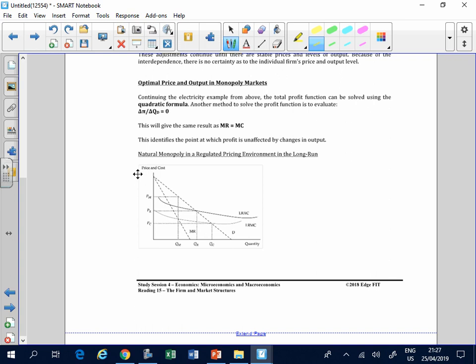The last one says, let's meet in the middle and take the average cost, that LRAC, not the marginal cost. The average cost includes an appropriate return on capital, and let's manage it at that price. So we'll see MPRPC, that's what it means. Those are the three different considerations.